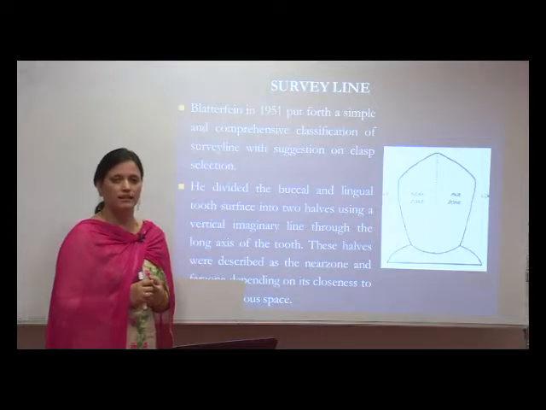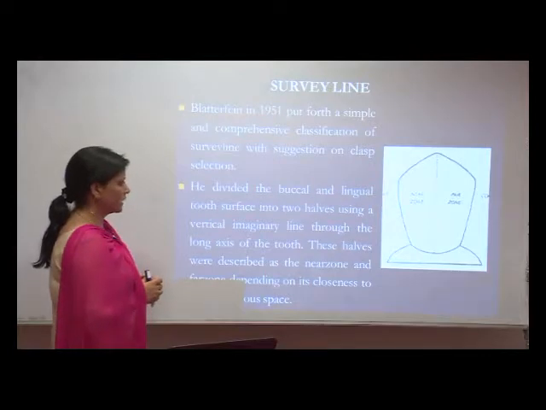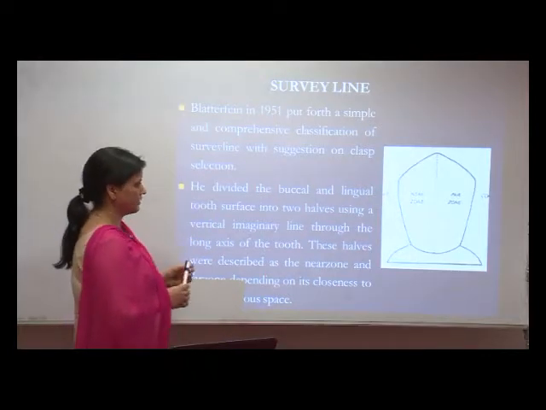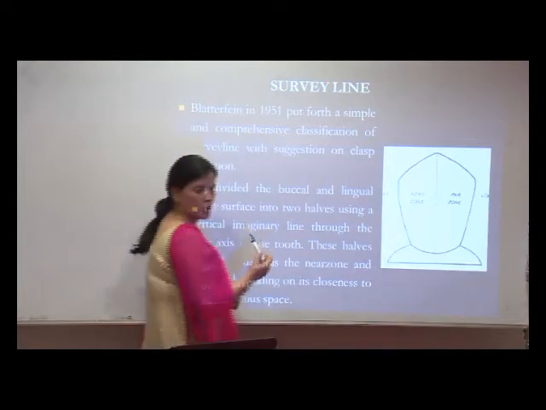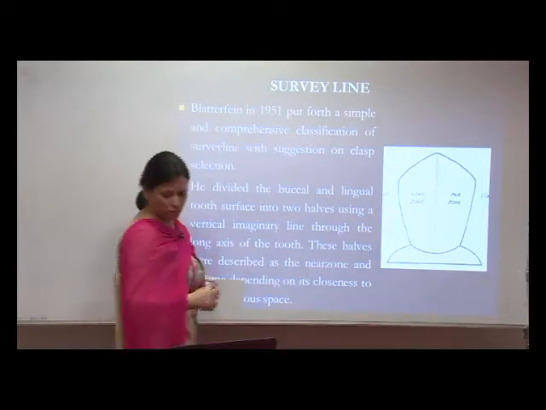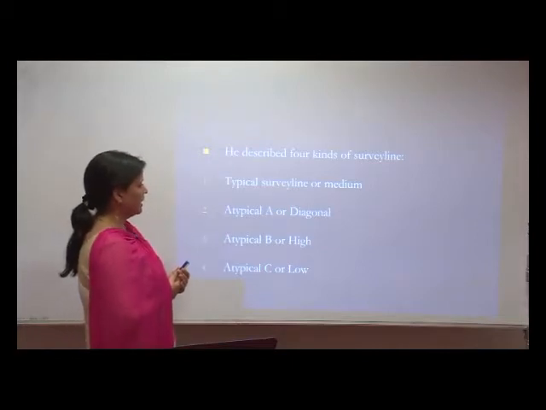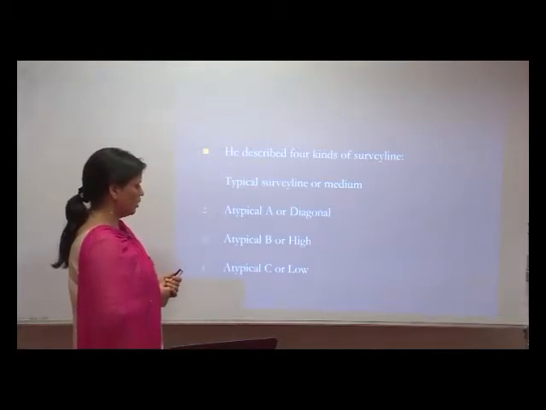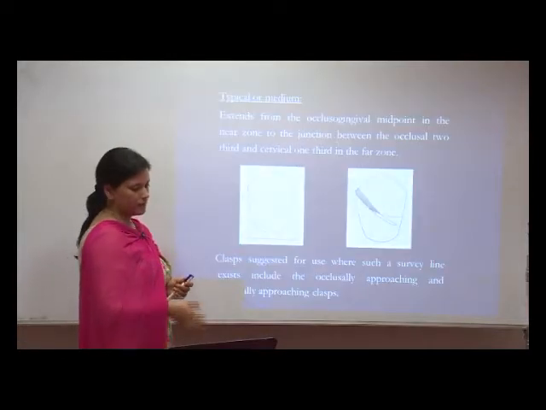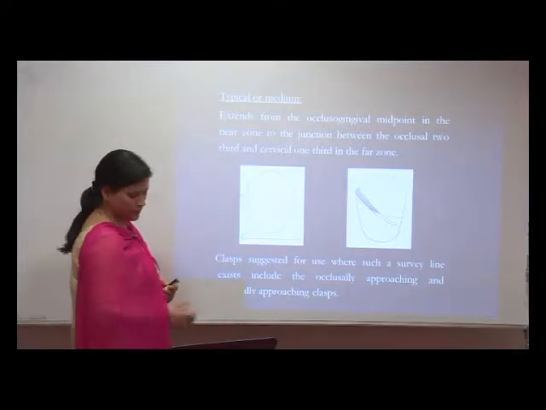Coming to survey line. The survey line classification was given by Blatterfein in 1951. He divided the buccal and lingual tooth surface into two halves, based on the proximity to the distal extension edentulous space: near zone and far zone. He described four kinds of survey lines: typical survey line, atypical A or diagonal, atypical B or high, atypical C or low. Typical or medium extends from the occlusal gingival midpoint in the near zone to the junction between the occlusal 2/3 and cervical 1/3 in the far zone.